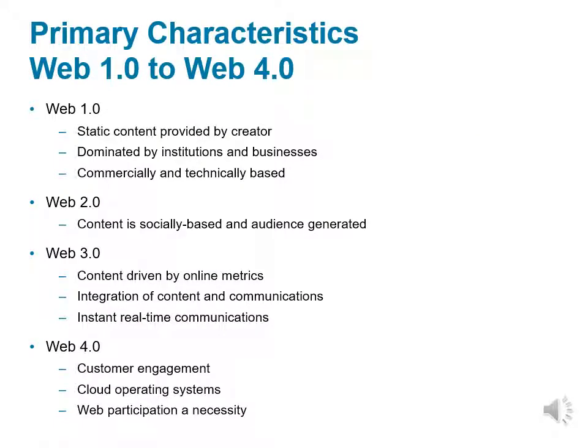Digital marketing. Web 1.0 contains static content provided by the creator of the site. It was dominated by businesses and was commercially and technically based. Web 2.0 moved to content that was socially based and generated by the audience. Web 3.0 advanced to the integration of content and communications with an emphasis on real-time communications. Sites were driven by online metrics. Web 4.0 focuses on customer engagement and cloud operating systems. Web participation is essential now.